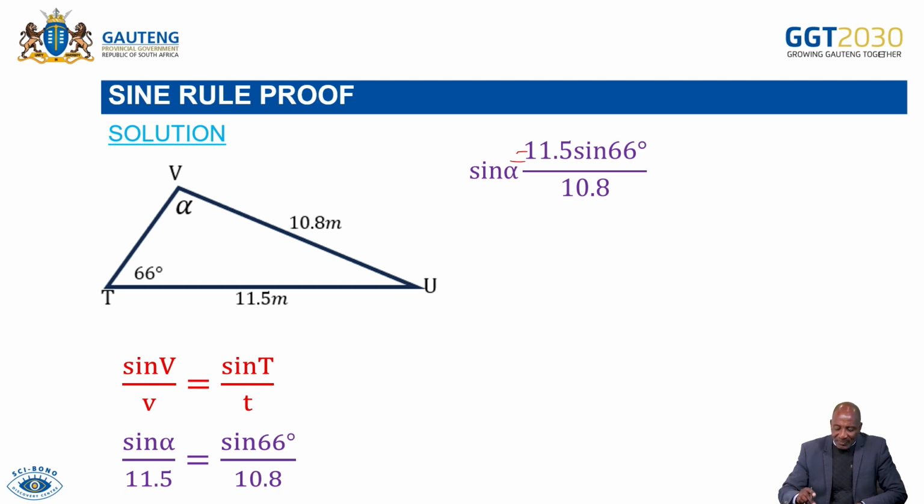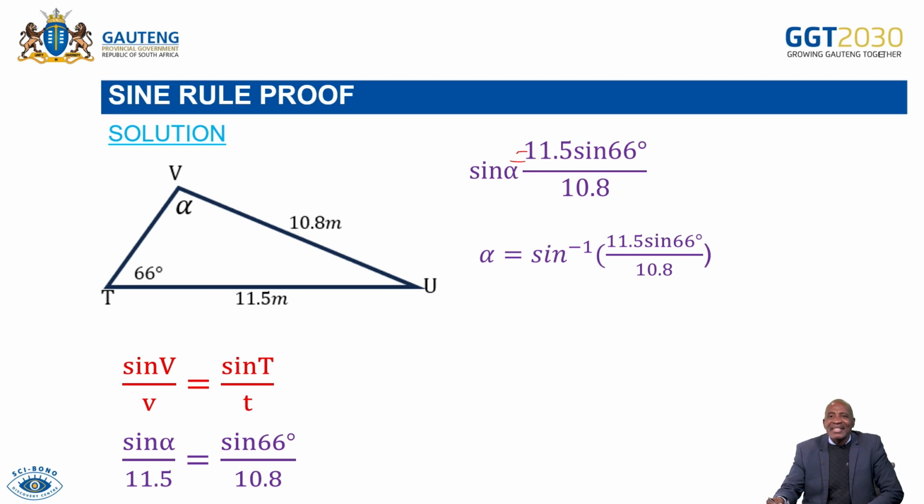Then next, we now want to solve for alpha. This is where we are going to say shift sine, which gives us arc sine of 11.5 times sine 66 degrees divided by 10.8. Remember, in trigonometry, you have already done equations. You know how to solve for an angle. So in this case, our value is 11.5 times sine 66 degrees over 10.8. You don't have to convert that to a decimal.